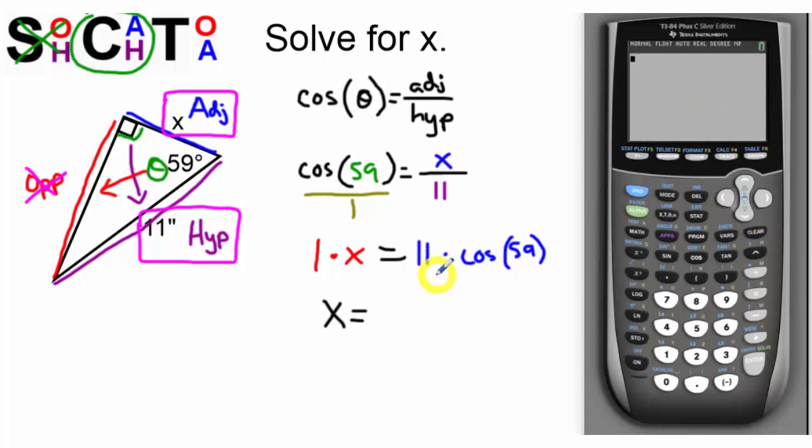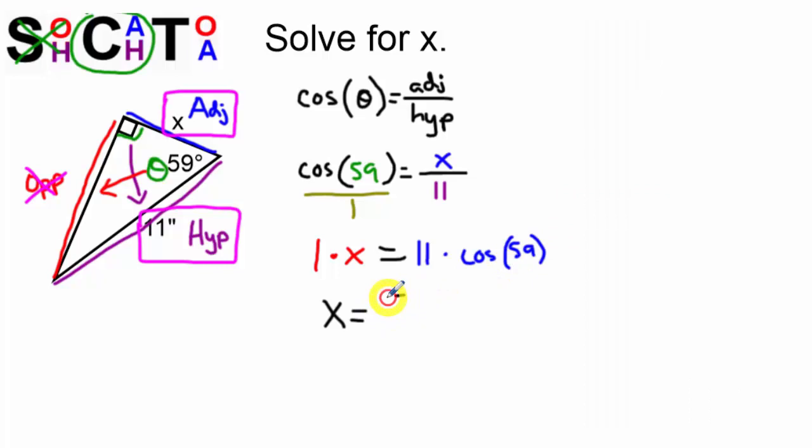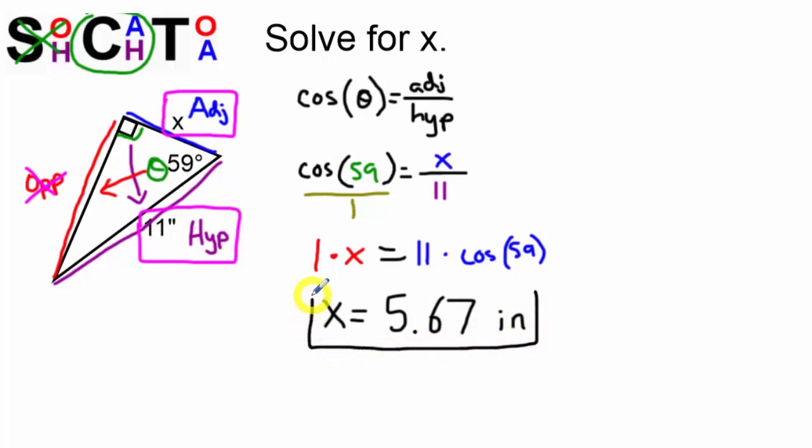So we need to type in 11 and then multiply by cosine of 59. So I'm going to put the multiplication in there, times cosine of 59. When we hit enter, it will give us the result. Let's round to the hundredth place. So in this case, we have a result of 5.67. So we'll write down our answer of 5.67. And we are solving for the side of the triangle, which the sides are in inches. So I'll put my units of inches, and that is our answer.